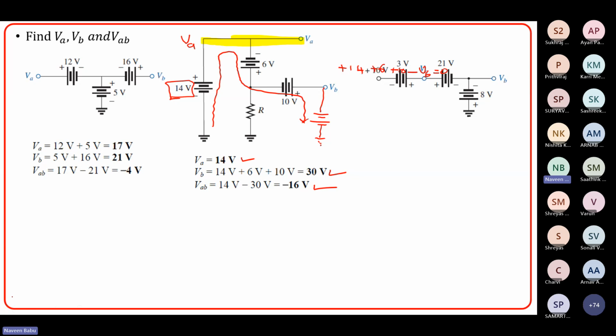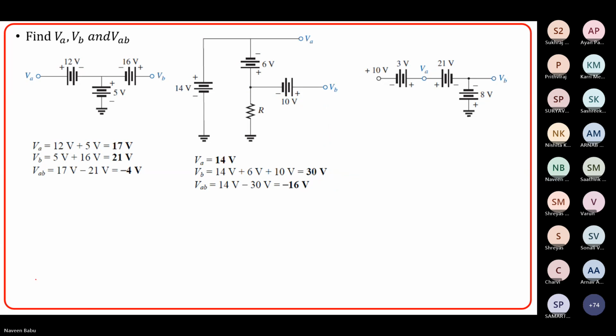Now let's look at the third problem. In the third problem, you need to find VA and you also need to find VB. VB is very simple and straightforward. VB is this voltage, right? So it is minus 8 volts. Now if you want to find VA, it is this voltage.